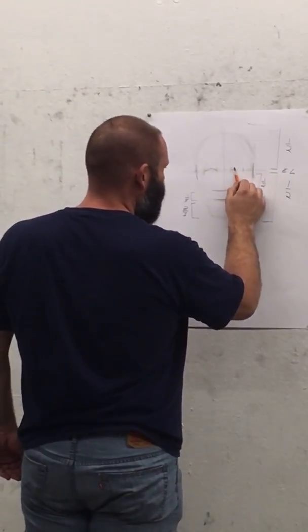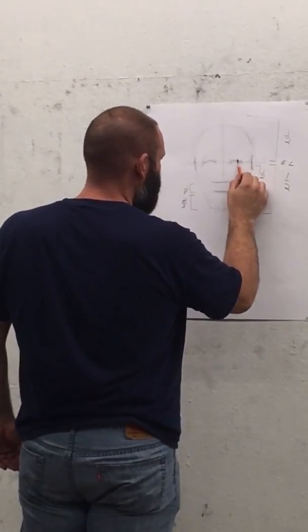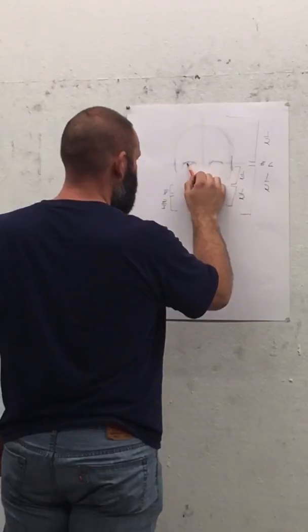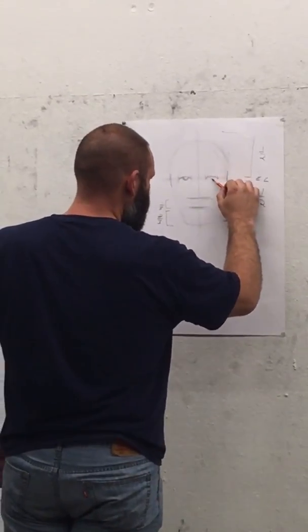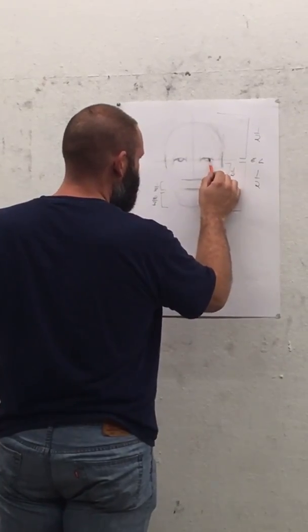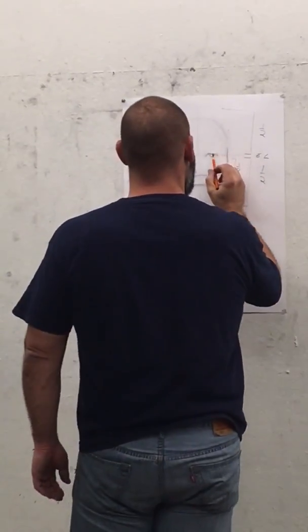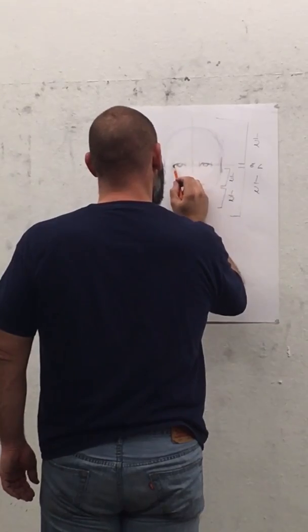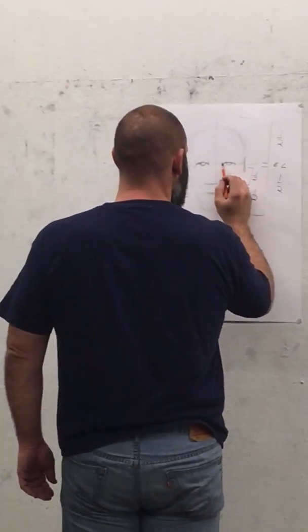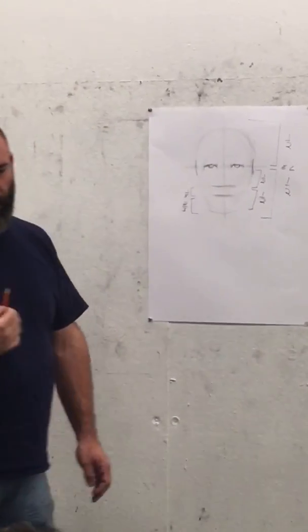Go ahead and kind of rough in these sort of generic eye shapes. The upper lid typically covers a good portion of the upper part of the iris. The basis on what you guys are seeing, okay?